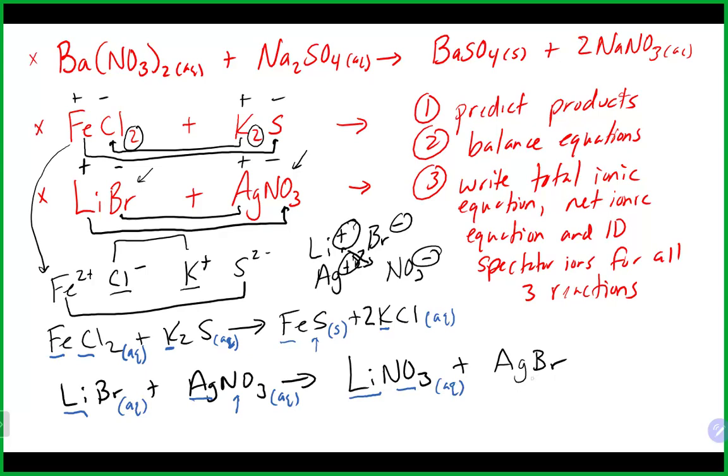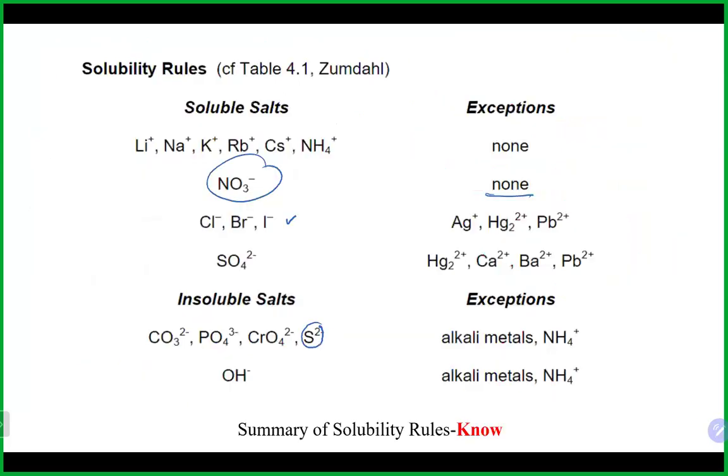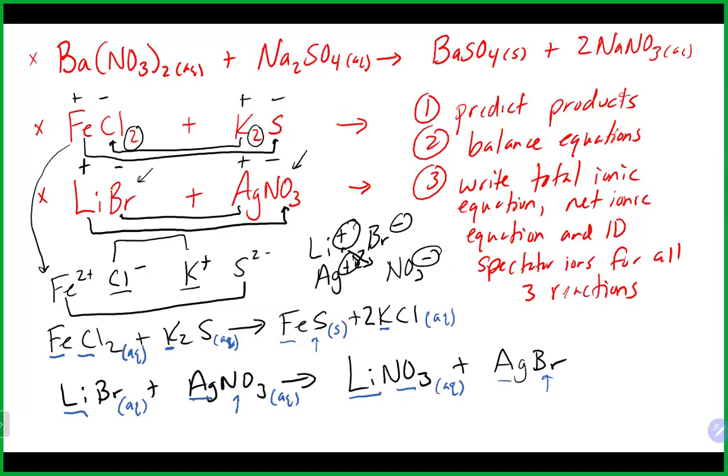And lastly, I see silver, but I do see bromide. And bromide is on my list, and it's soluble in everything except if it's hooked up with silver, mercury, or lead. In this case, it's actually hooked up with silver, which means it's not going to be soluble. It's going to be insoluble, and that would be our solid that we would actually form in this case. Any questions on how to use the solubility rules there?